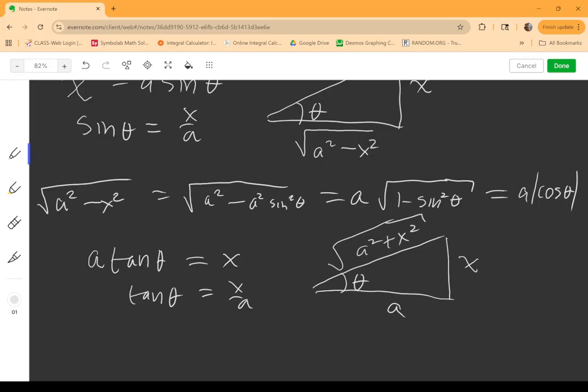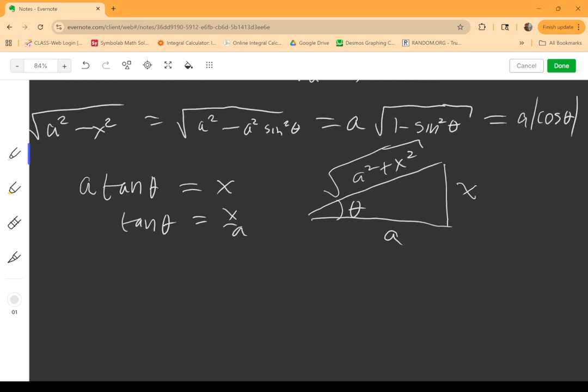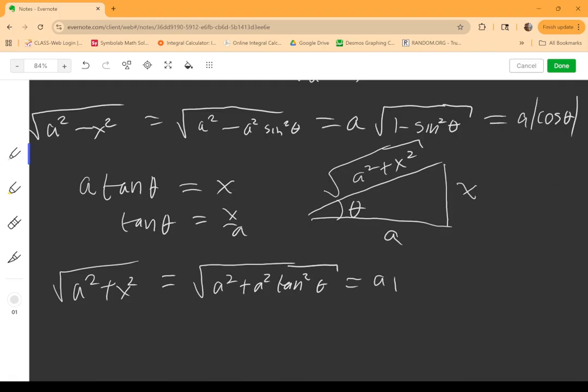In terms of the substitution, here equals a squared plus a squared tangent squared theta, factoring out a squared, the root of that is a times the root of 1 plus tangent squared theta, and we see the result is secant squared inside the root, but when we take the root, it is secant theta. That's how that works. We have this triangle here. Now one more.